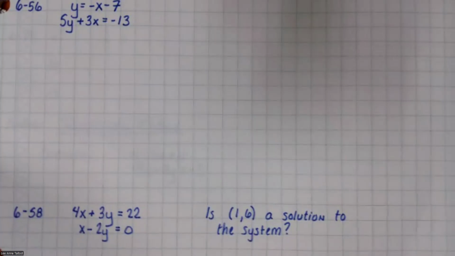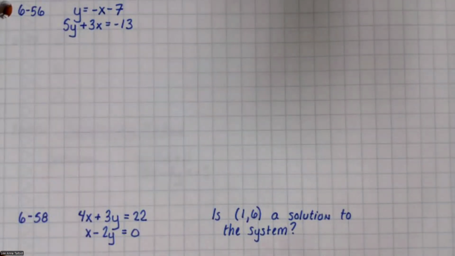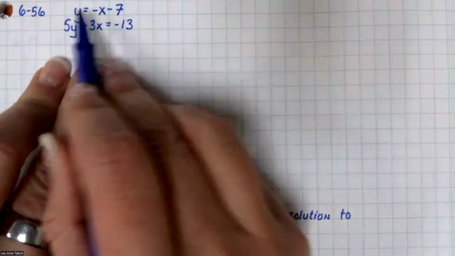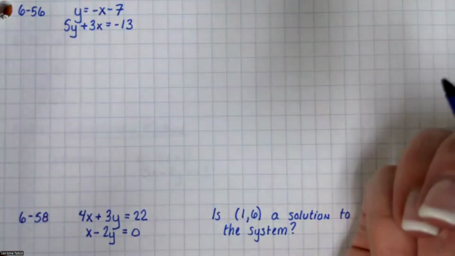Okay, so 56, equal values method. The first thing I notice is that the top equation's already y equals, so I don't need to work on it.